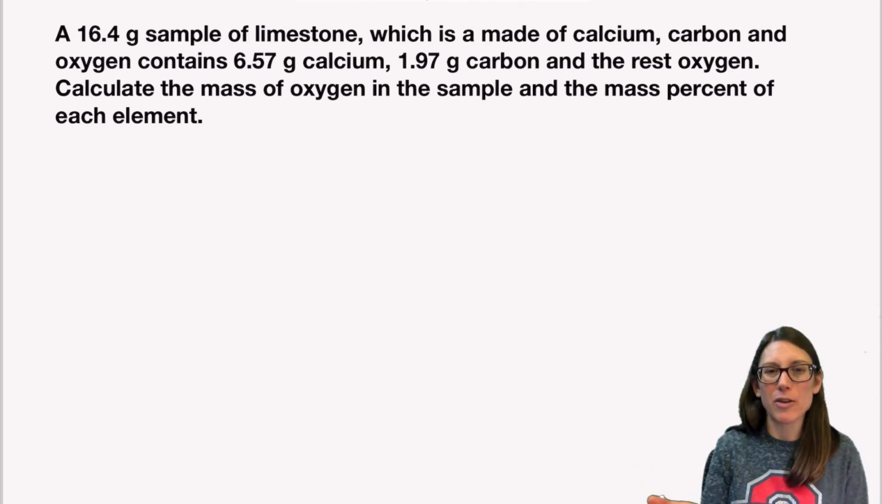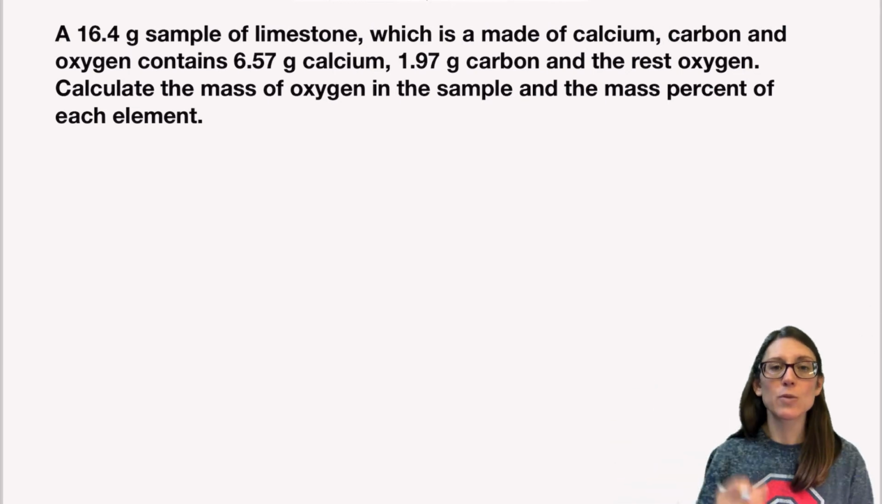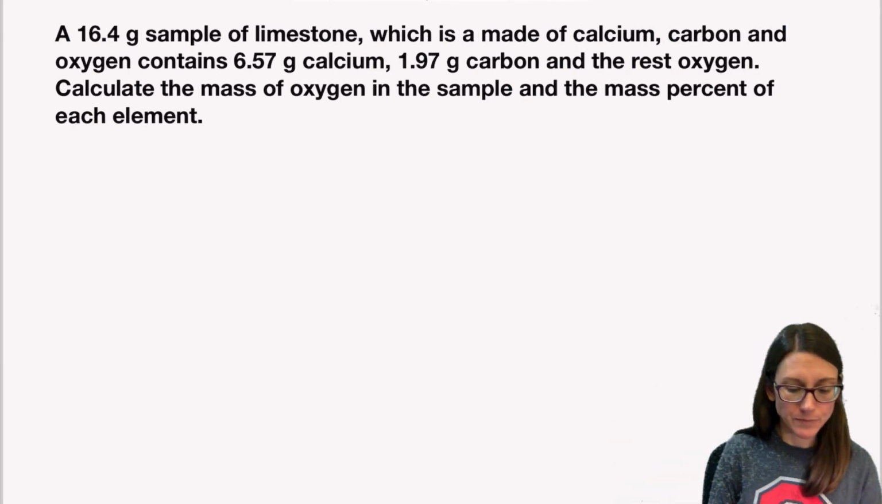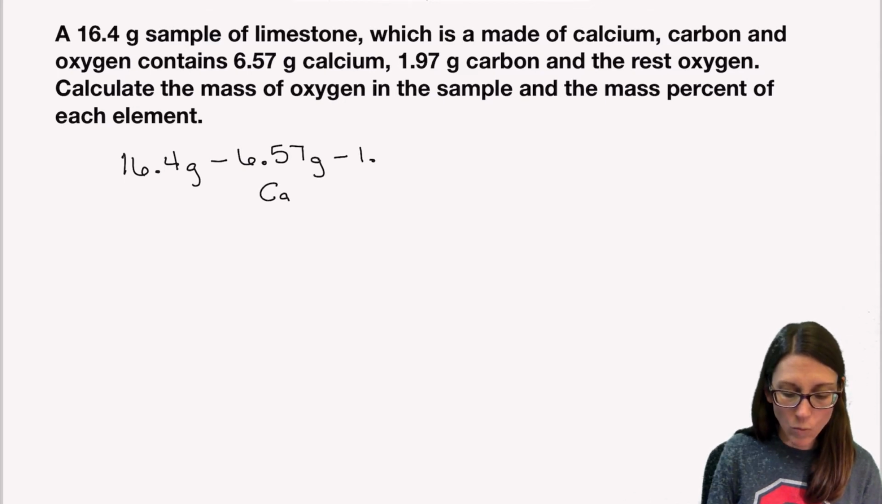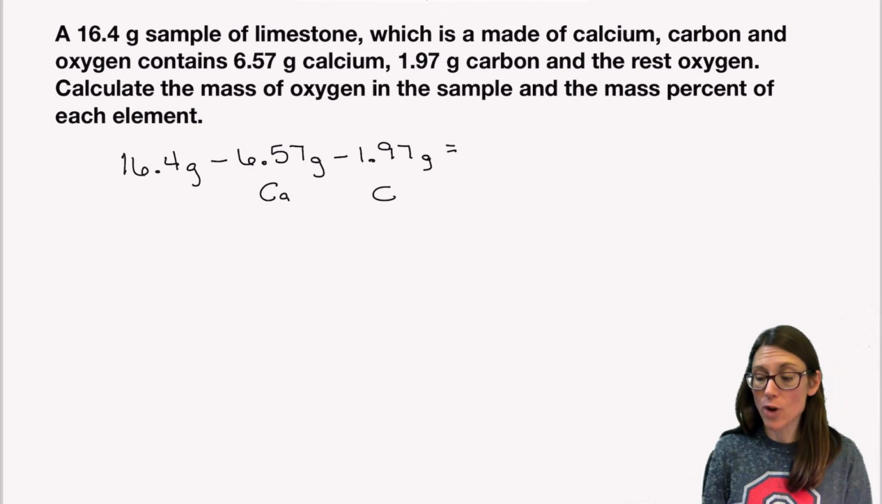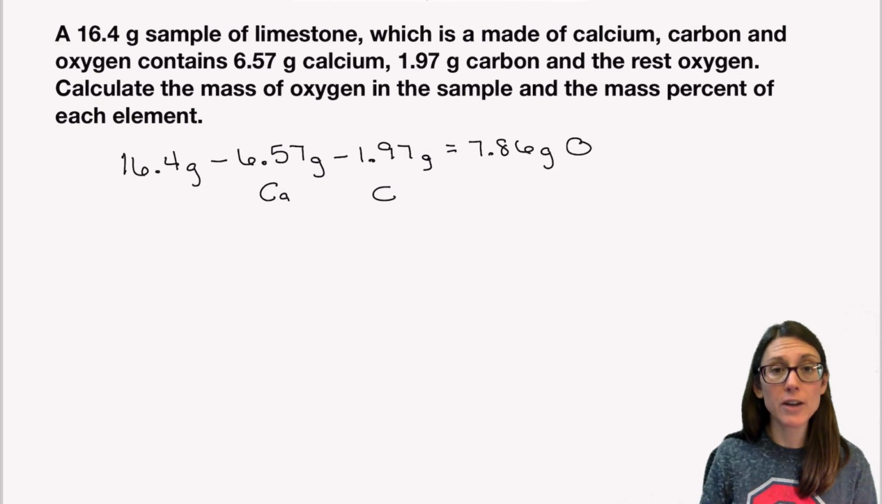Well, in order to calculate mass percent, I need to know the grams of oxygen. This we're going to figure out by difference. We know that the total mass was 16.4 grams, but 6.57 grams of that was due to the calcium, and 1.97 grams of that was due to the carbon. So whatever's left over must have been the oxygen. And this is 7.86 grams for your oxygen.